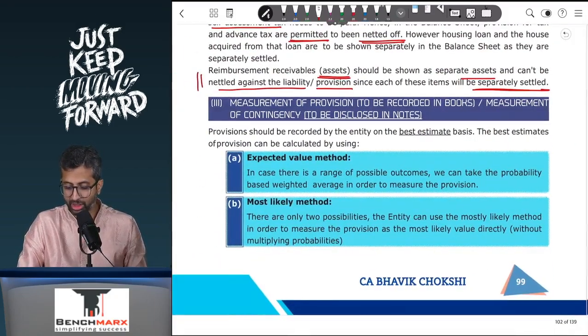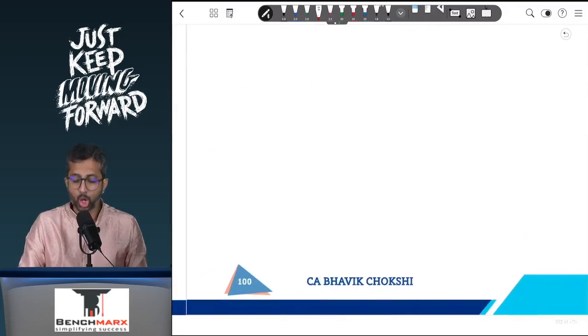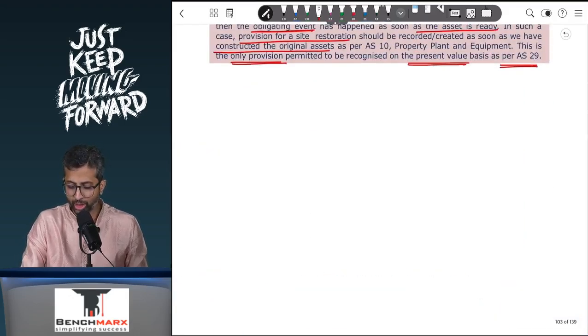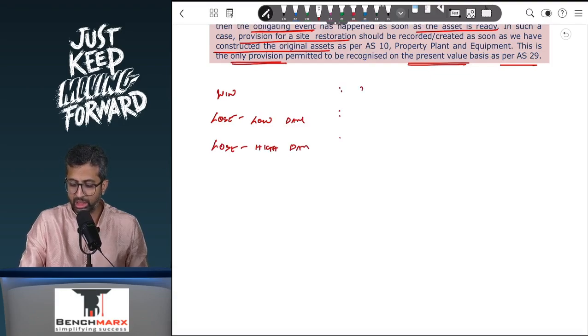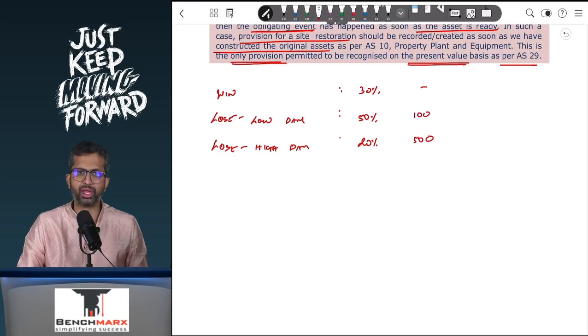One is called the expected value method and one is called the most likely value method. What do you mean by expected value method? Let us say there is an ongoing lawsuit, and under the ongoing lawsuit, you have various probabilities. Let's say probability of winning, then probability of losing where you will pay low damages, or probability of losing where you will end up paying high damages. The probability of winning is only 30%. The probability of you paying low damages is 50%, and the probability of you paying high damages is 20%. If you win, you pay 0. If you lose with low damages, you pay 100. If you lose with high damages, you pay 500.